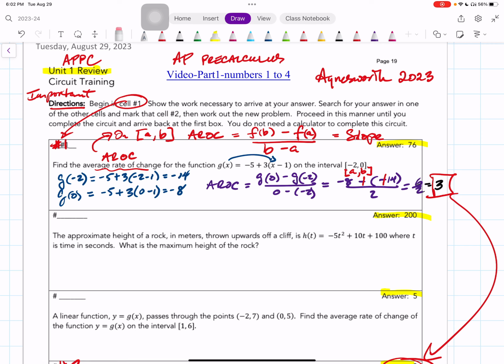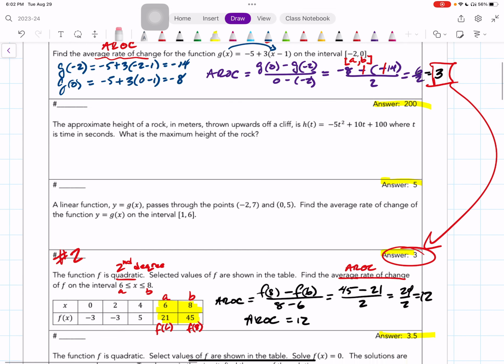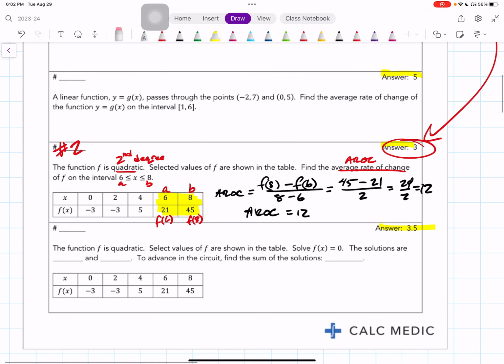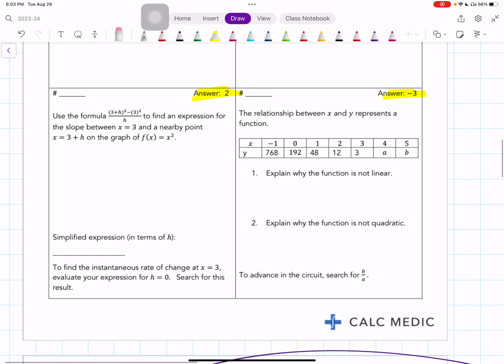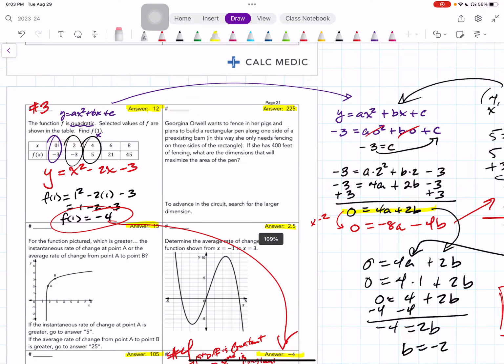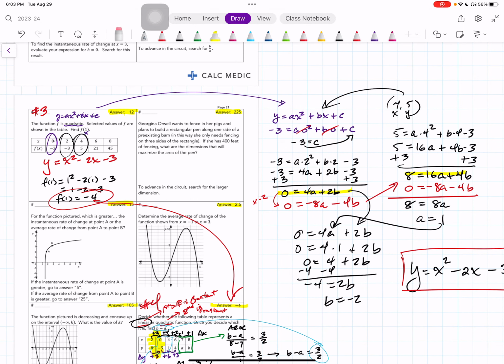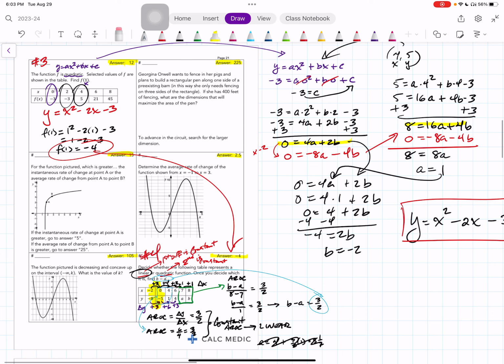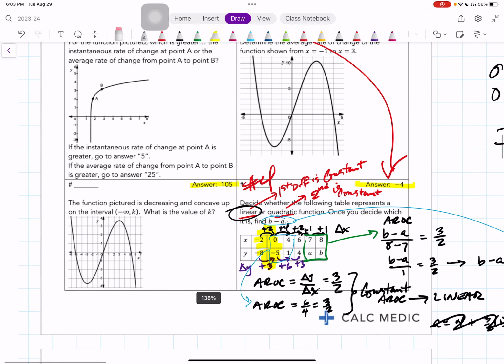In the first part of the video, I covered numbers 1 through 4. And remember, this is a circuit training review, so you have to find the answer to figure out which problem to go to next. For number 1, the average rate of change was 3, so we had to go find the answer at 3, which is this one right here. I called that number 2. Solve that. The answer for the rate of change is 12, so I had to find a problem with the answer of 12, and here it is to the upper left of the screen, and I call that number 3. Then we solved that, and this was a big problem where I had to solve a system to figure out the quadratic equation and to evaluate the function at 1, which we got negative 4. Then you have to find that answer, which is in the lower right of your screen, and so that's number 4. This is where we ended the last video.